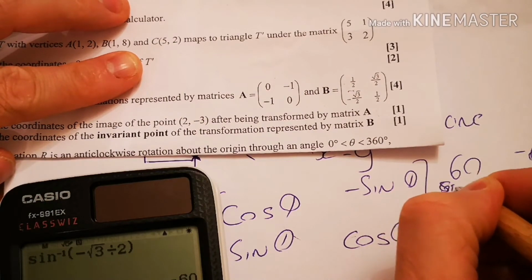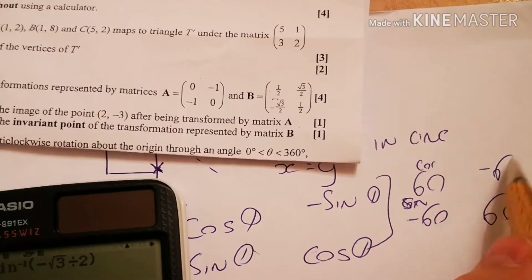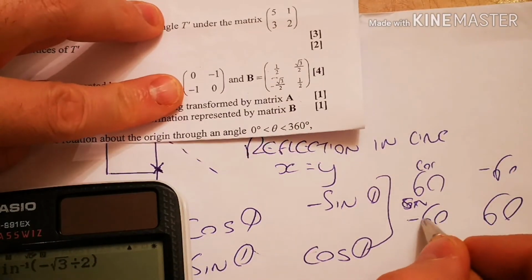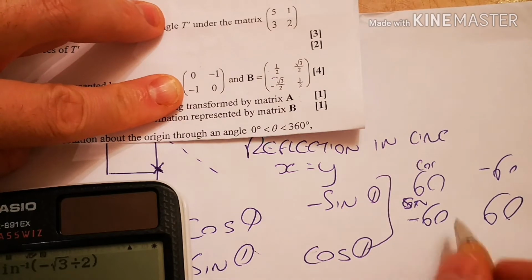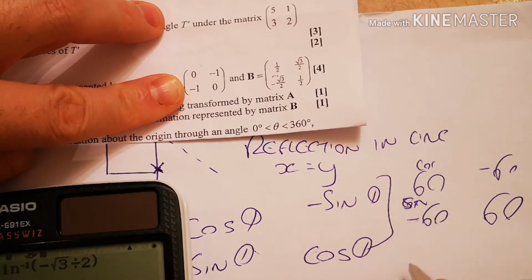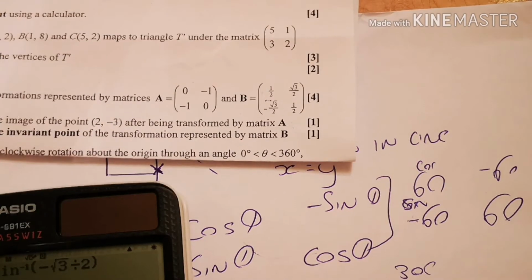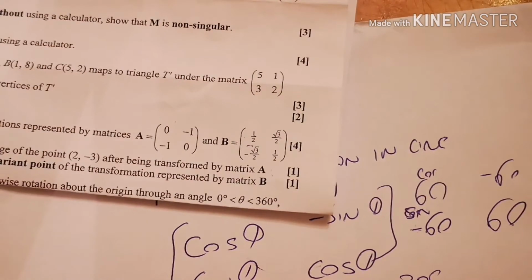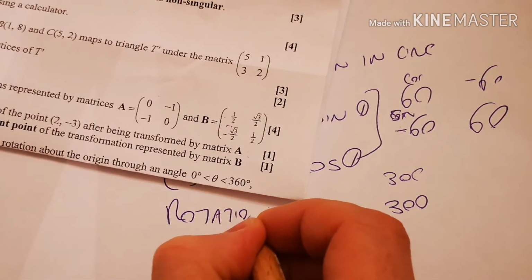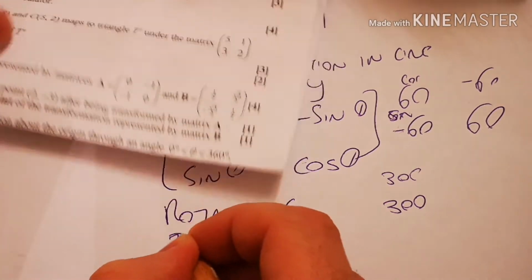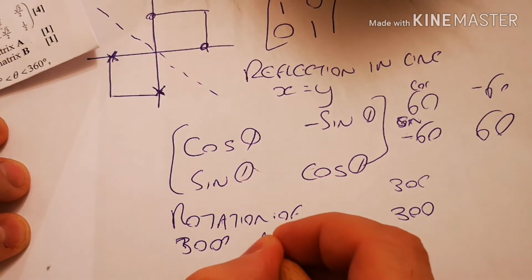Now, don't be thinking that because there's a minus between these, they are the same. They're not. Think about your sin graph. This could be minus 60, or this could be 300, or other values. And just remember, cos of 60 is also cos of 300. So because you've got to think about your other values of sine and cos, you've got to think about what else is available. So this is actually rotation of 300 degrees anti-clockwise.